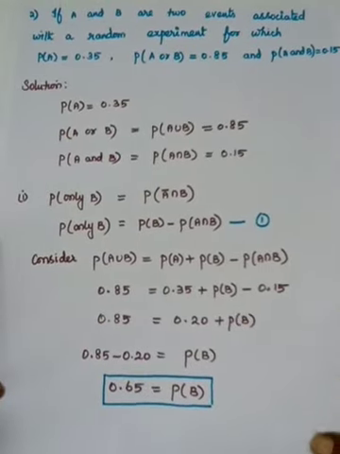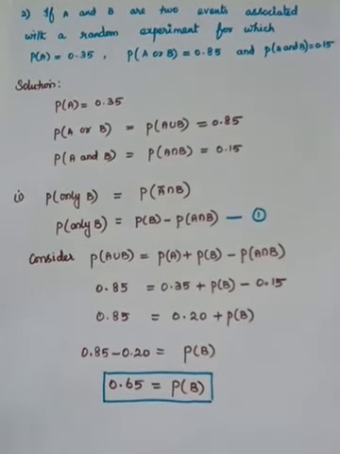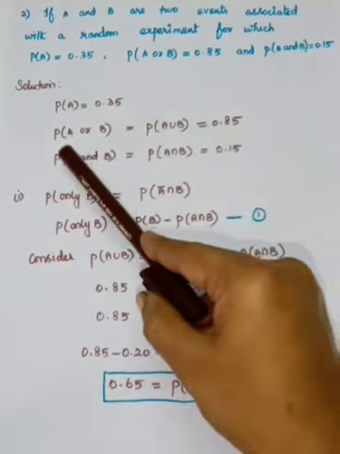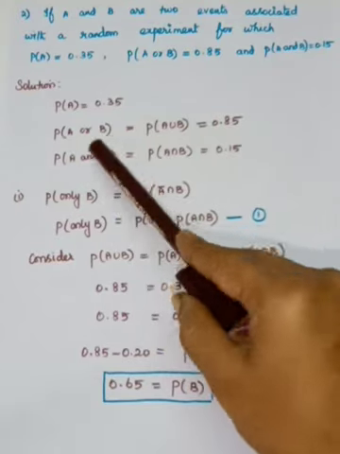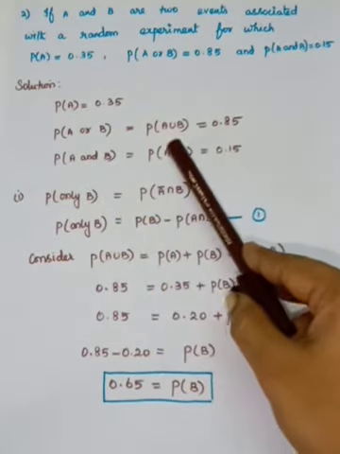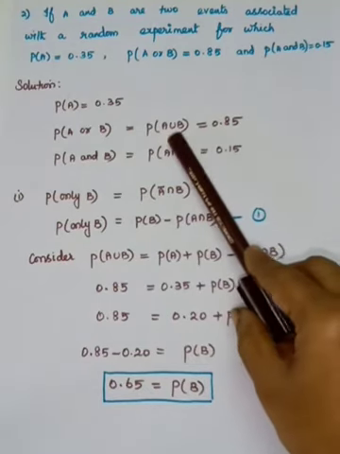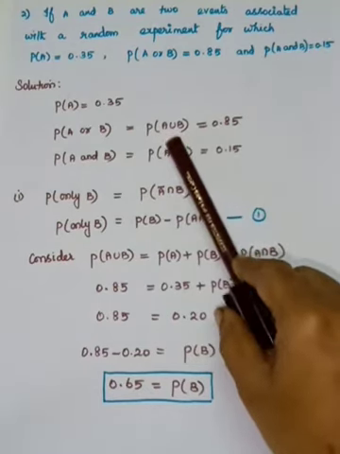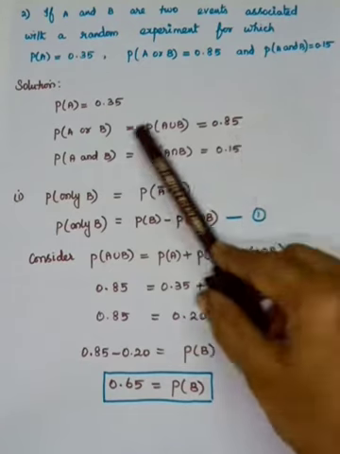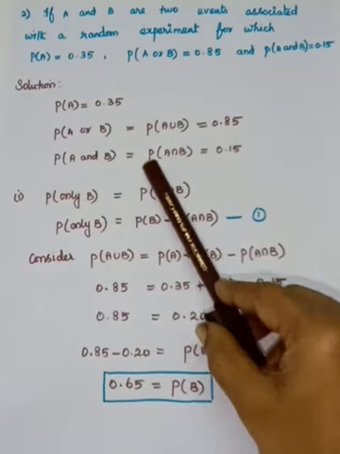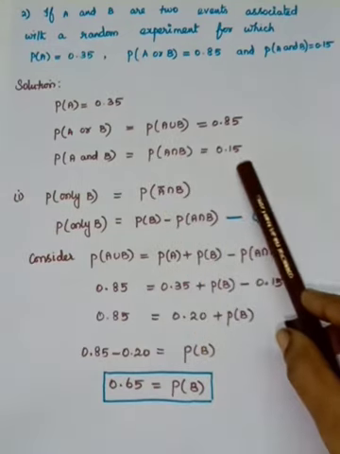Okay, so here we'll go for the first subdivision. Before that, what is given? P of A is equal to 0.35 and P of A or B. A or B means it is P of A union B, so you have to use the symbol union. P of A union B is equal to 0.85. A and B means you have to use the symbol intersection. So P of A intersection B is equal to 0.15.